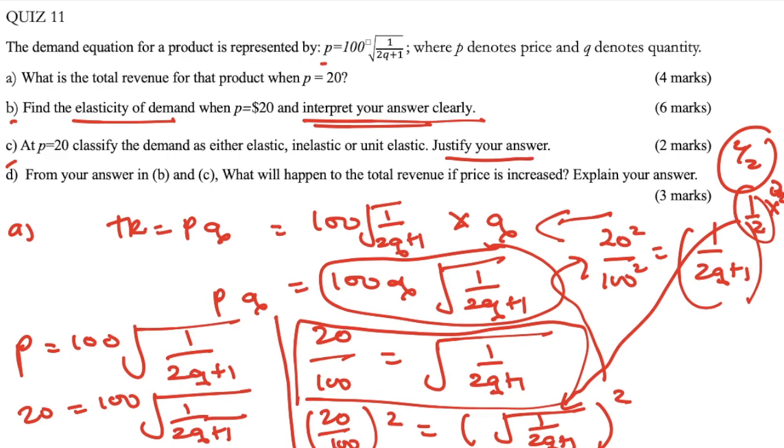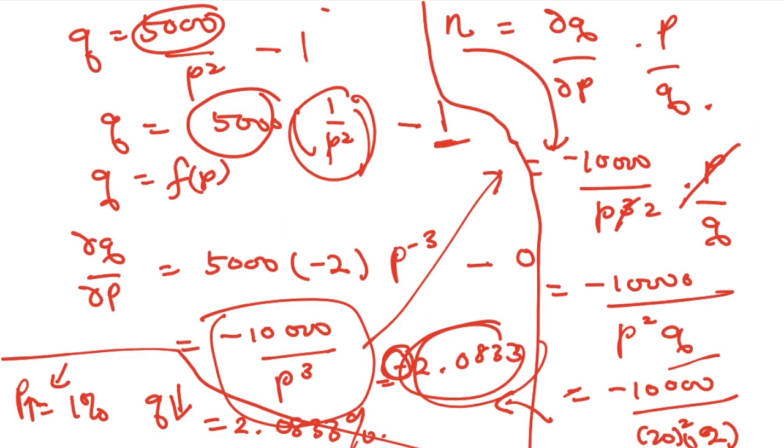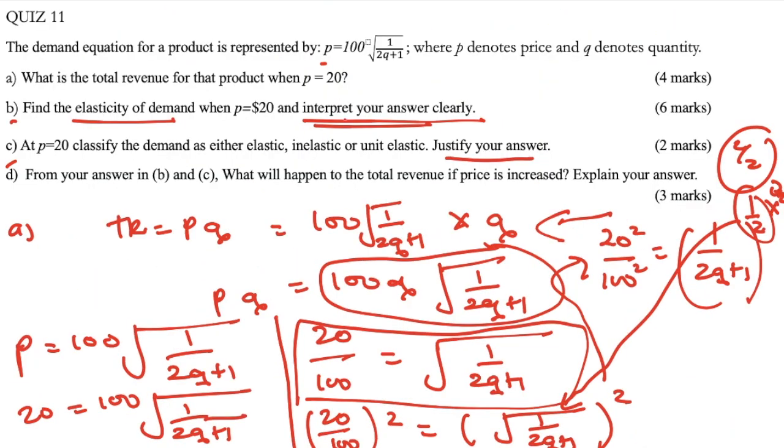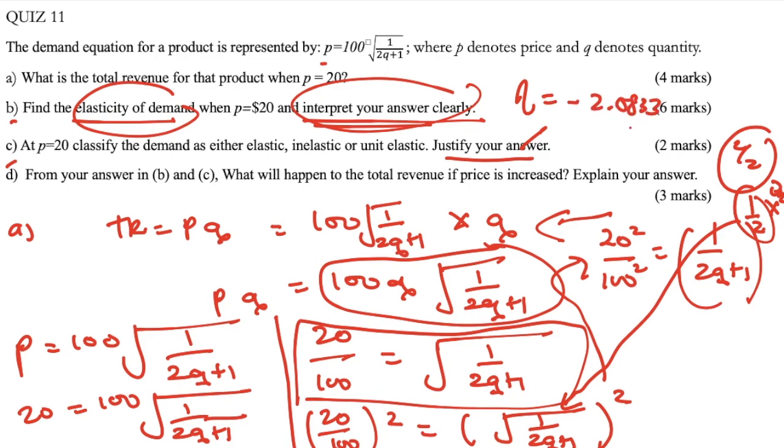So here we are done with question A. You have answered the first part, which is minus 2.0833. The second part: an increase in price by 1% decreases quantity demanded by 2.0833%. Done. Now, look at question C. At a price equivalent to 20, classify the demand as either elastic, inelastic, or unit elastic. Justify your answer. Your answer for elasticity is minus 2.0833.